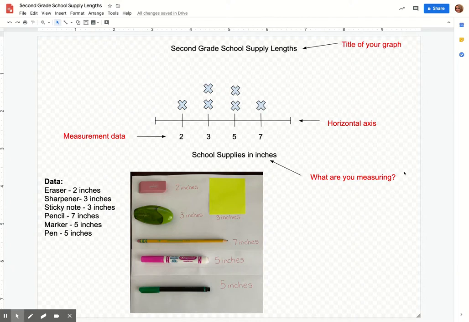Next, we're going to look at creating one on your own. So I'm going to give you some data, and I'm going to ask that you are able to create your own line plot.